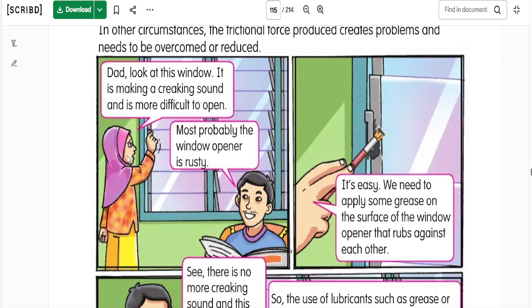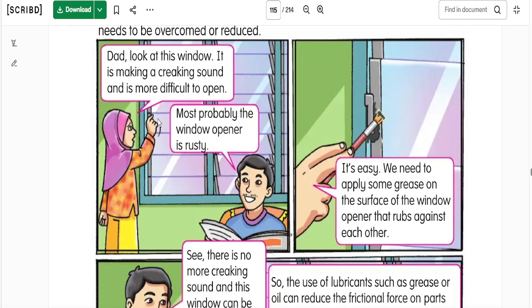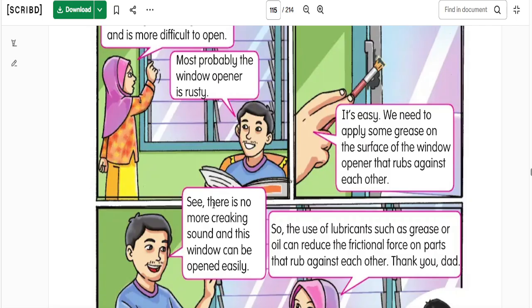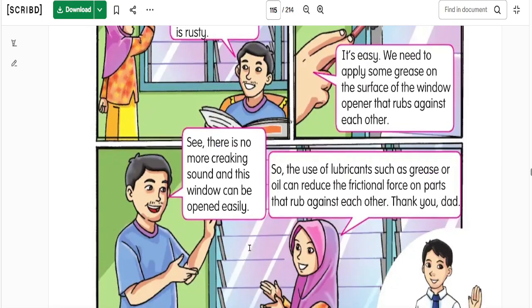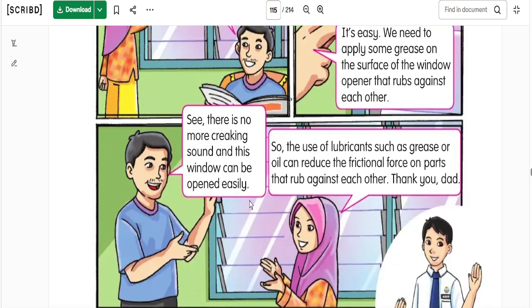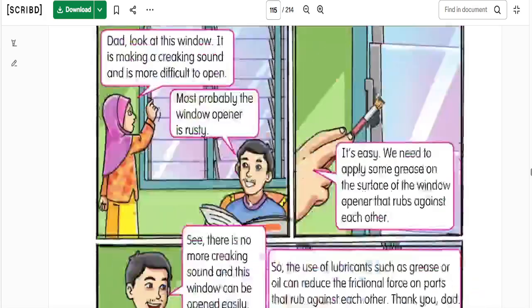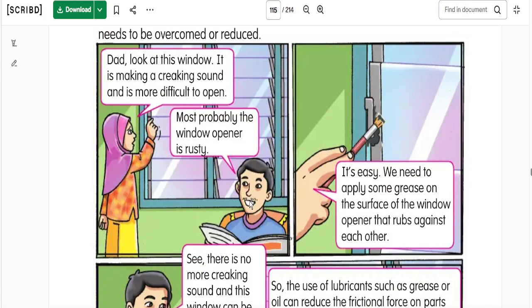Like this girl is saying, Dad, look at this window. It is making a cracking sound, and it is more difficult to open when she is opening it. The dad says that it is because the window has rust on it. So he says we need to apply some grease. He applies grease on the surface of the window so that it can open easily. When he applies grease, it stops making sound and opens easily. That means using a lubricant, we can reduce frictional force, and that's how it can work properly, right? So in this case, we are reducing it by using oil or grease.